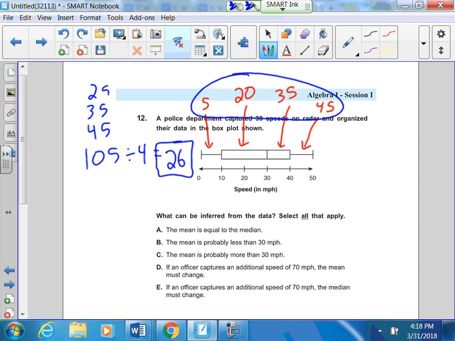So let's go down, and we already know the median is 30. So now we can answer the questions below. Is the mean equal to the median? I don't think we can assume that.